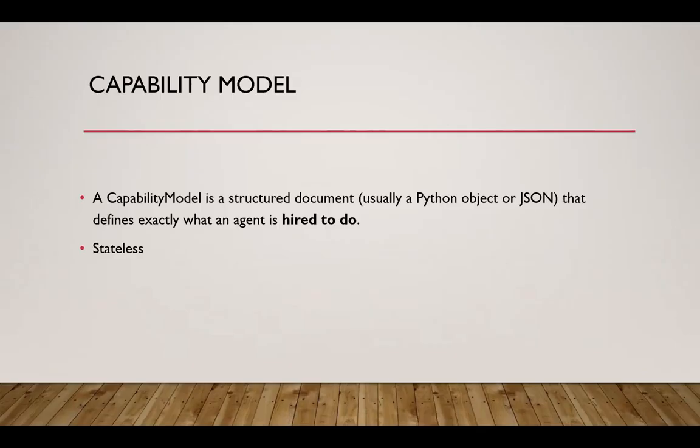And now, this is the key thing. This is not a hint to the LLM. It's not something like a system prompt saying, please don't do this. The capability model lives at the application layer. The LLM never even sees it. If the agent tries to call something that isn't allowed, the policy engine will intercept it and block it before any code runs. So the LLM doesn't get any vote here.